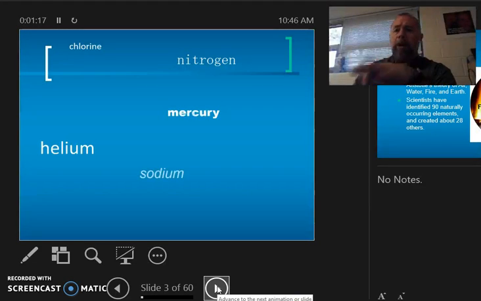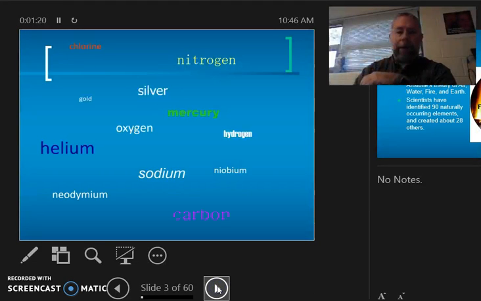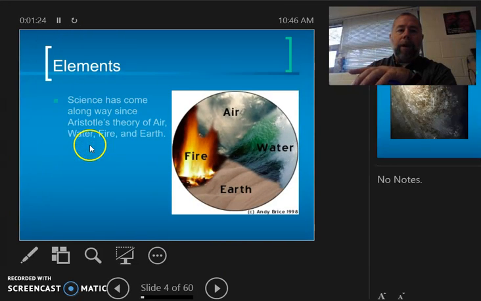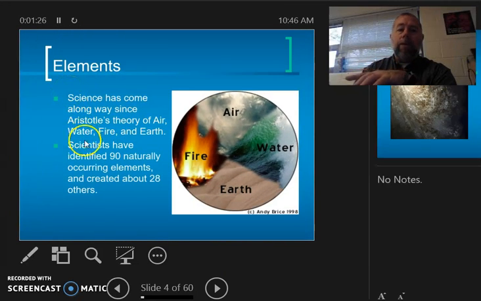Okay, so we know we've got all our different elements up there. What I'm worried about you learning here is not what Aristotle didn't know, but the fact that we have 90 naturally occurring elements, and there are about 28 others that have been created in the lab. We don't find them naturally, okay? You can't just go dig them up.